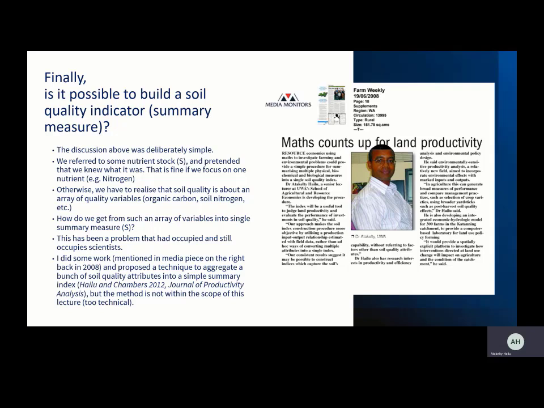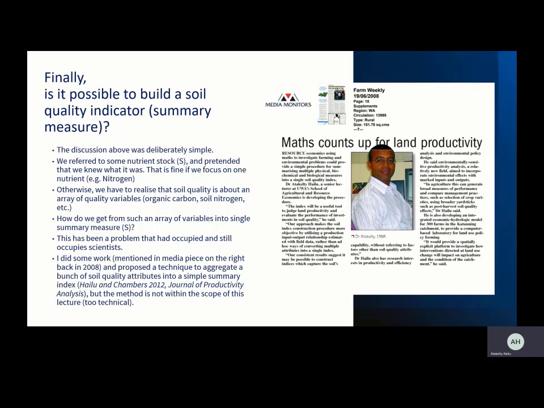So if you have all these different measures that reflect what the nutrients are, how do you summarize that into a simple measure called soil quality, or soil quality index, or soil quality indicator? Well, I did some work years ago on this to show, from the economics perspective, using economics models called production frontiers, how you could do a better job of summarizing soil quality attributes into a summary measure, and why that approach was better than what the soil scientists were doing.